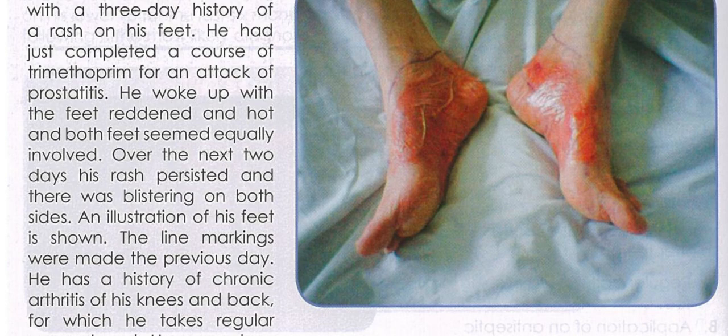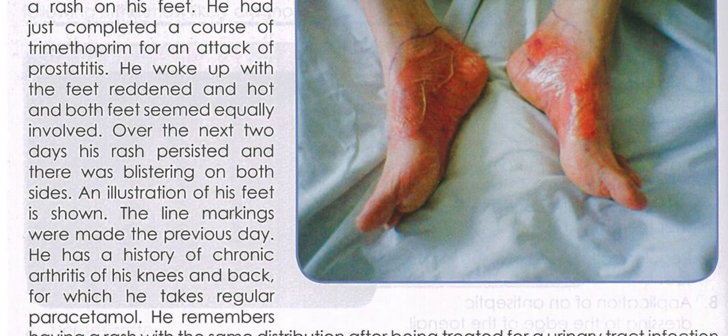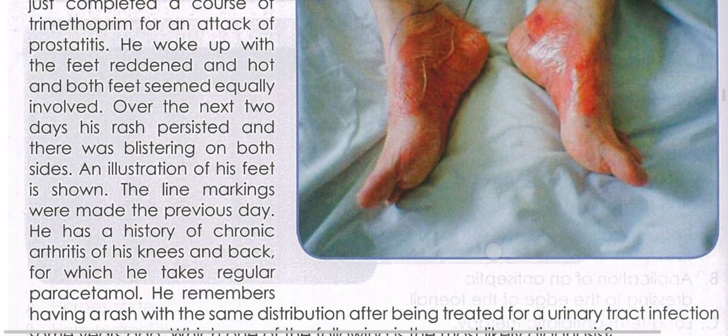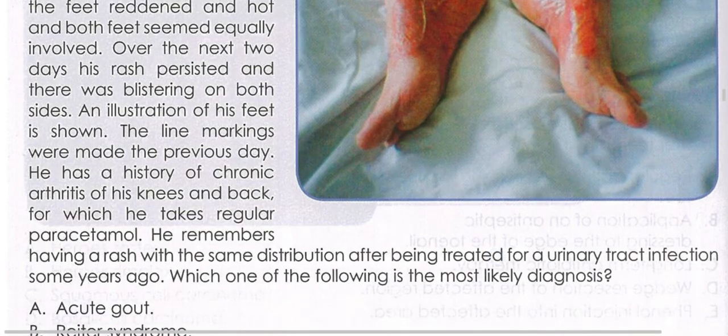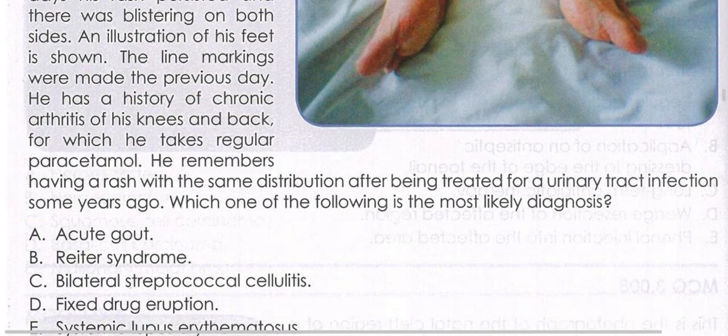Here you can see the picture of both feet. The line markings were made the previous day. He has a history of chronic arthritis of his knees and back, for which he takes regular paracetamol. He remembers having a rash with the same distribution after being treated for a urinary tract infection some years ago. It means he had the same reaction before when he was treated for UTI. Which of the following is the most likely diagnosis?